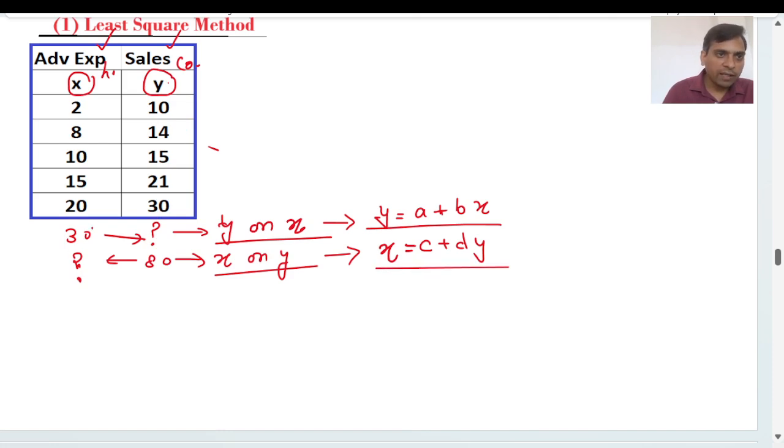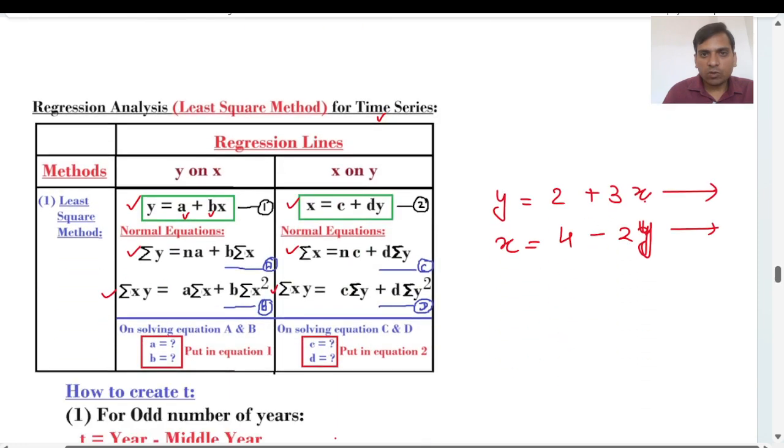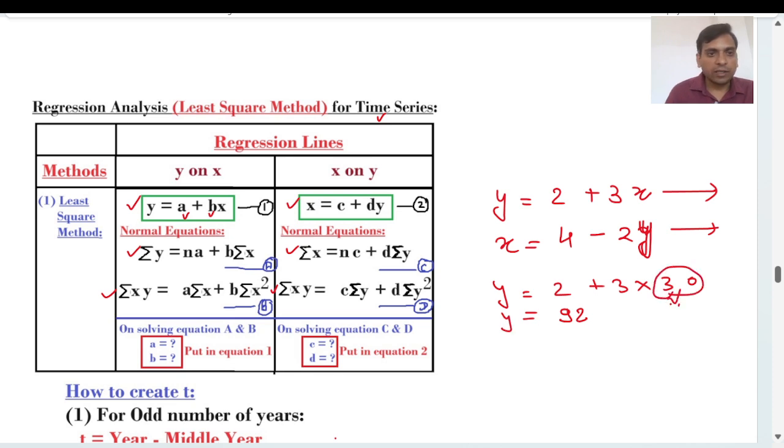So you can find the value of Y by putting X equals 30. By putting X equals 30, you can find Y simply as Y equals 2 plus 3 into 30. Y means sales, which equals 92 for the respective value of X, 30. In that way you can find X also, right? So this is the small concept of regression analysis.